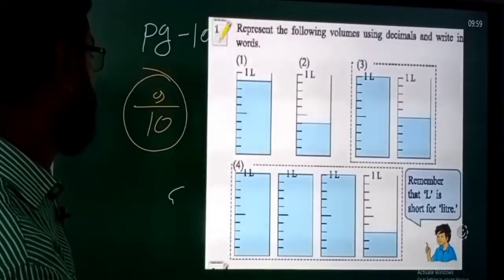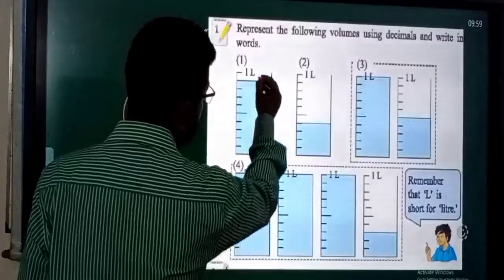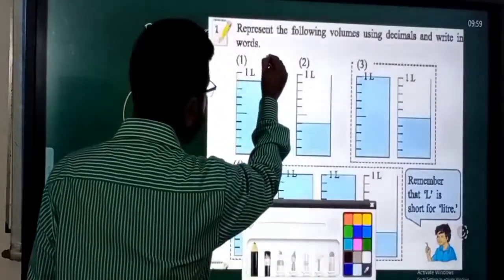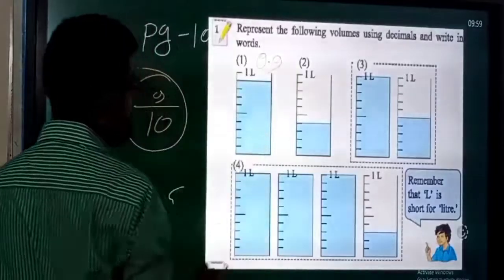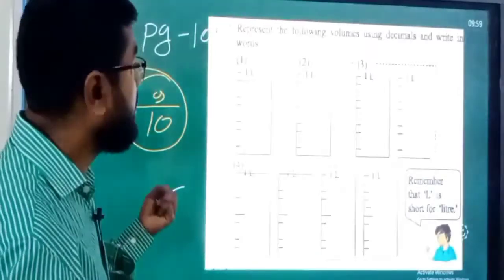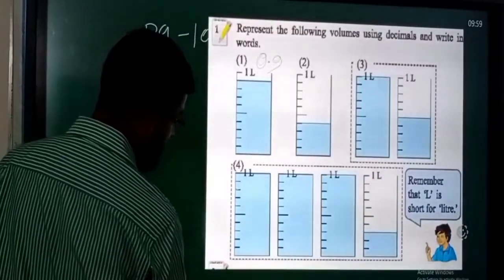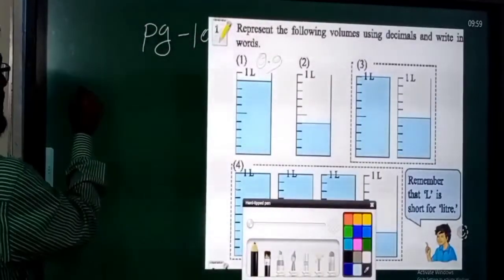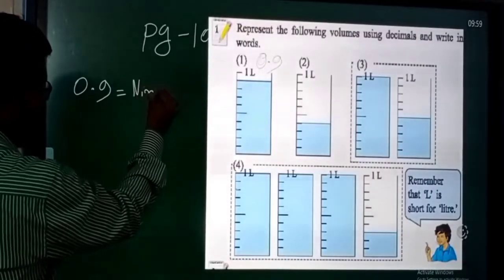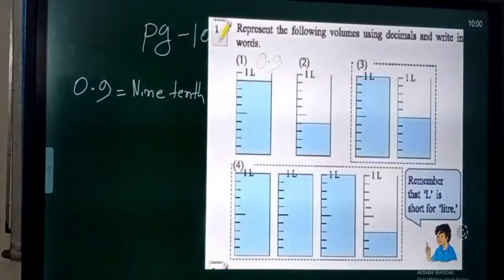How can we write it in decimal? It means 0.9. So, how can we write it in words? We can write 9/10, nine tenths. Have you understood?